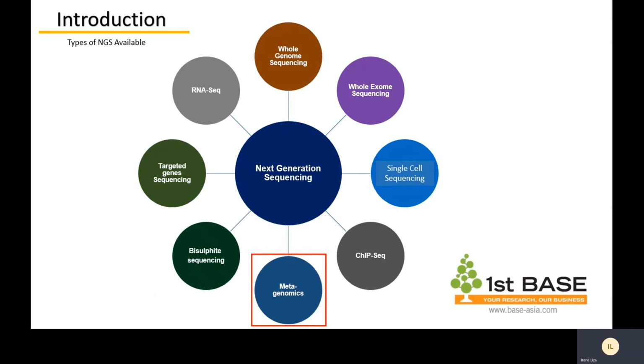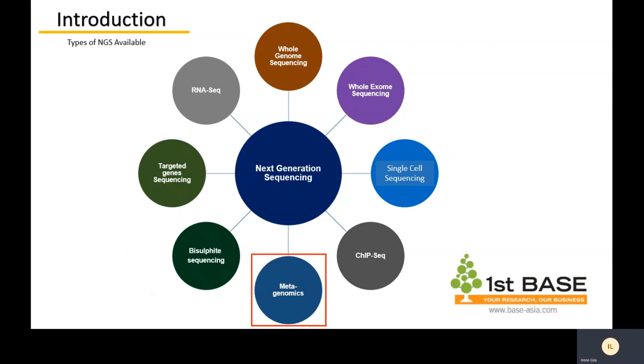Now, these are the types of NGS that we have. I'm going to focus on metagenomics, but before I move on, let me give you a brief introduction on the types of NGS. The first thing is the circle in brown, whole genome sequencing. Whole genome sequencing is used to sequence the whole genomic region of an organism. It can be DNA or RNA. So for any genome, the DNA base of an organism that you want to sequence, your approach should be whole genome sequencing.